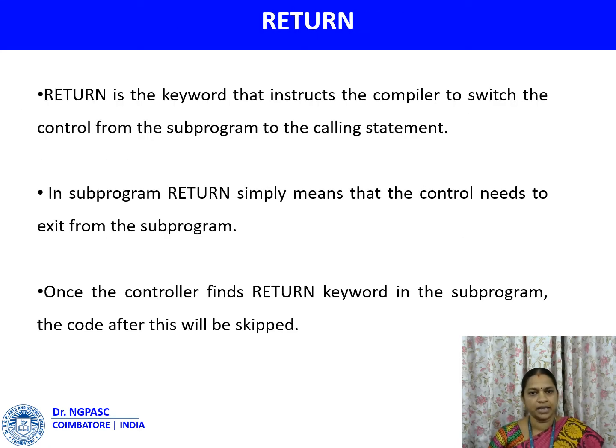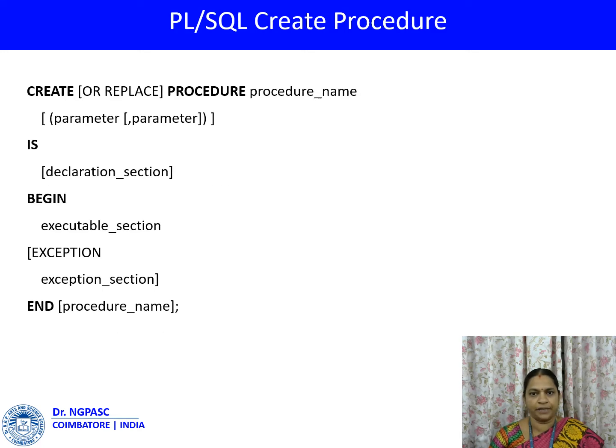And the return statement. Return is a keyword that instructs the compiler to switch the control from the subprogram to the calling statement. It does not return any value to the calling statement, but it returns the control to it. It controls the switch-over between subprograms and the calling subprograms. Once the controller finds a return keyword in the subprogram, the code after this will be skipped and not executed.